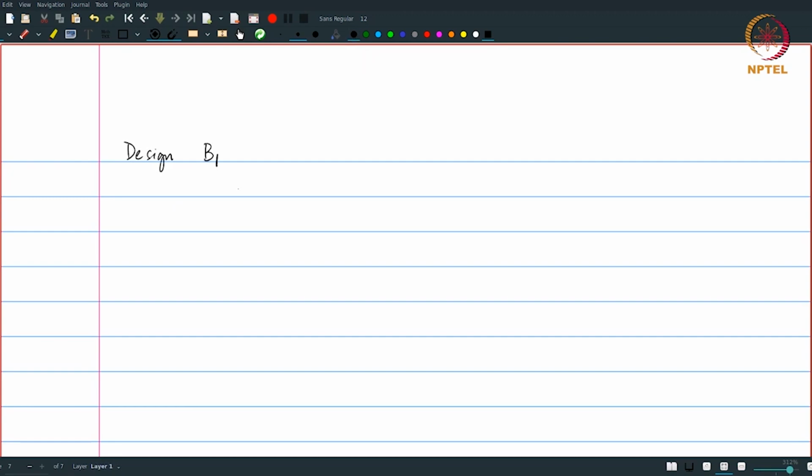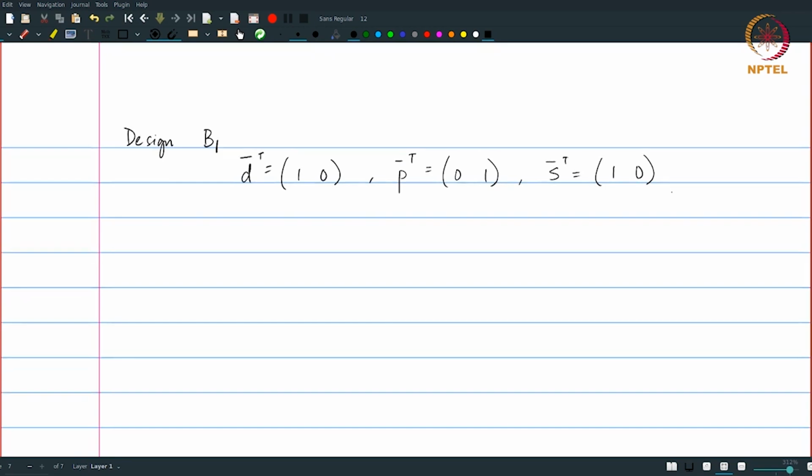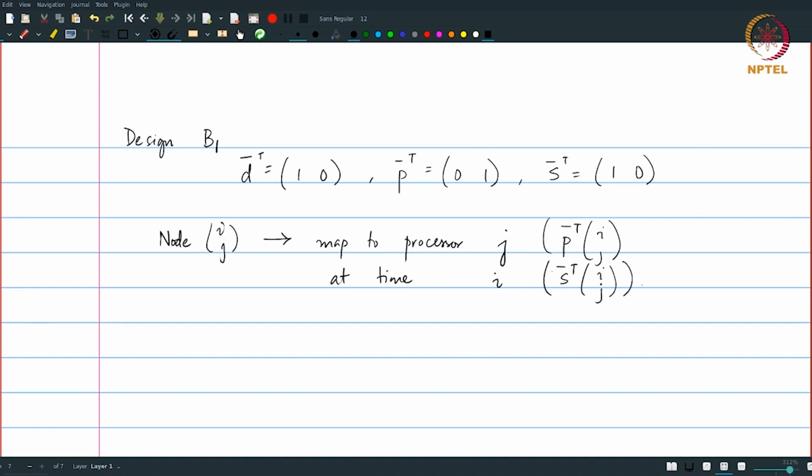Over here, what we are going to choose is D equal to 1, 0. P once again is the same, 0, 1. And S in this case, we will choose the value 1, 0, unlike the 1, 1 that I had earlier. Let's see what architecture this gives me. Once again, I have the same thing. Node ij will map to processor j, that is to say P transpose into ij, at time i, which is S transpose into ij.